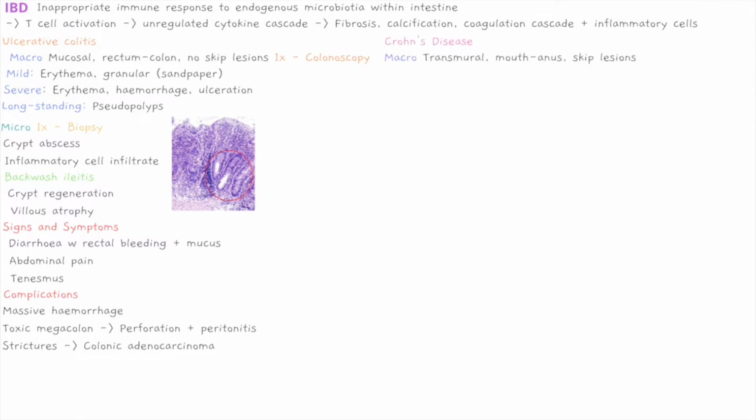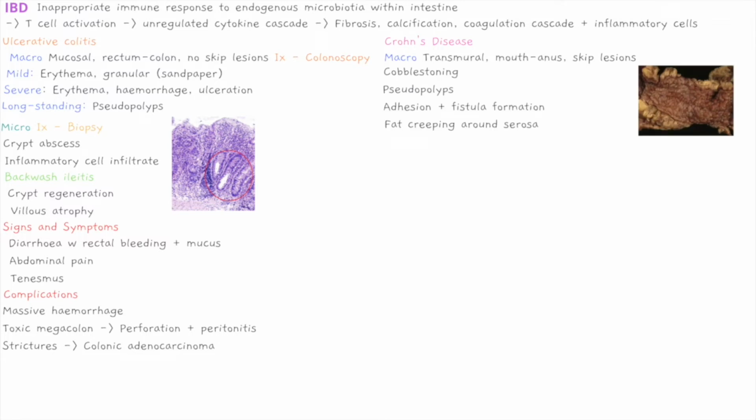Now, Crohn's is a transmural disease with skip lesions affecting anywhere along the GI tract from mouth to anus. Macroscopically, due to stellate lesions fusing longitudinally, Crohn's has cobblestoning appearance. There may be adhesions and fistula formation and fat creeping around serosa. Like ulcerative colitis, there may be pseudopolyps.